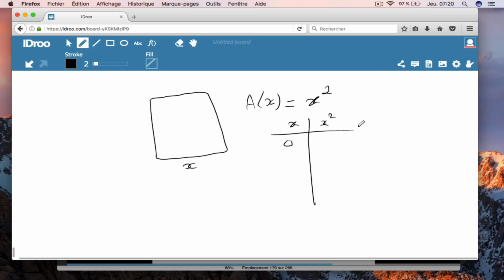So, for x equal to 0, x to the square is 0. For x equals 1, x to the square is 1. For x equals 2, x to the square is 4. For x equals 3, x to the square is 9, and so on. Okay, so now let's make a graphical representation.